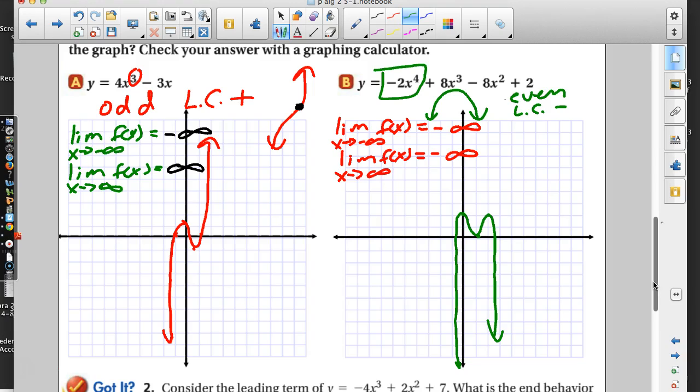I mean, all we had to know was, is this an even or an odd degree? Does it have a positive leading coefficient or does it have a negative leading coefficient? That's all we had to know.